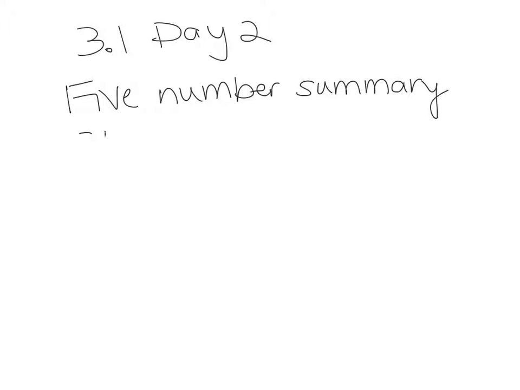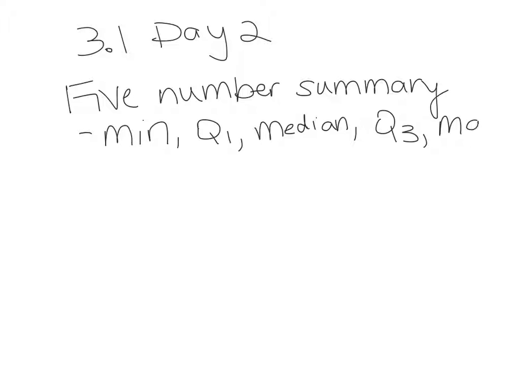So the 5-number summary are the minimum, Q1, the first quartile, the median, sometimes it's called Q2, Q3, which is the third quartile or the upper quartile, and the max.